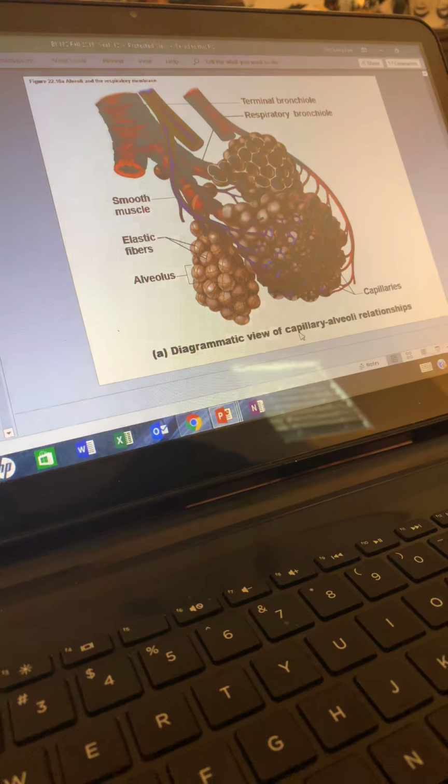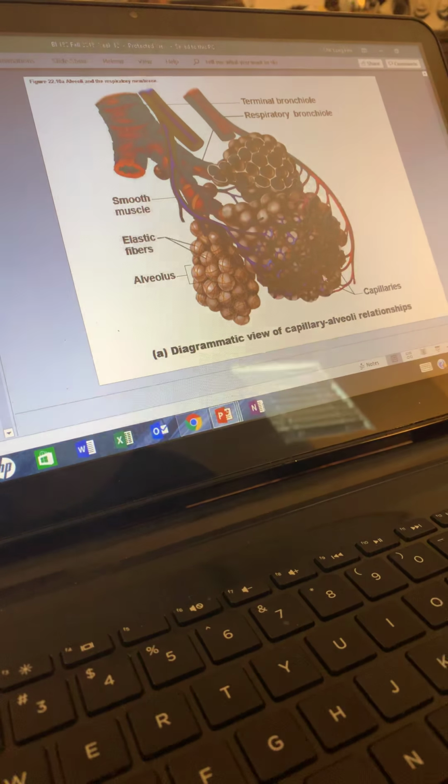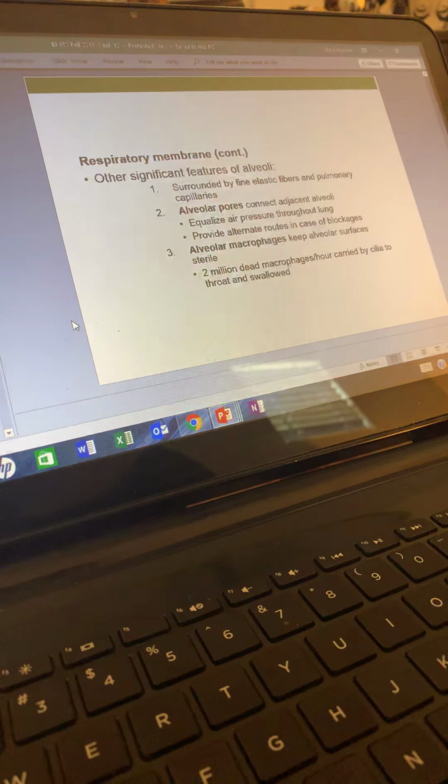Now, this is a great diagrammatic view of what actually happens in the capillary-alveoli relationship. If you see right here, you have the alveolar sacs, and wrapped around them are going to be the capillaries. And as soon as the diffusion occurs, it goes back and forth between the blood and the air, as you can see.